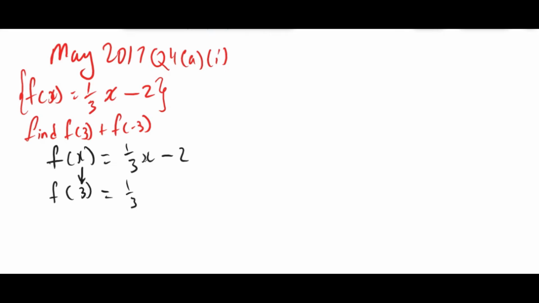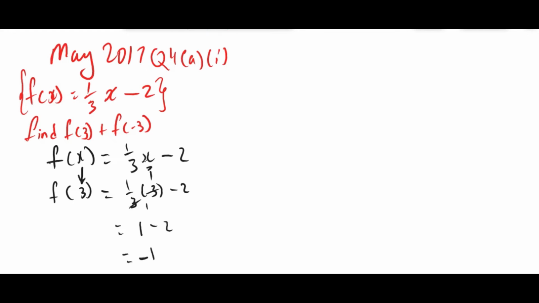And we're just going to do this on the other side here. Wherever we see x, as we see it here, we're just going to put 3. Right? So, well, we know a third into 3 is 1, because we could cancel this and put 1. So that will be 1 minus 2, which we know is, of course, minus 1.